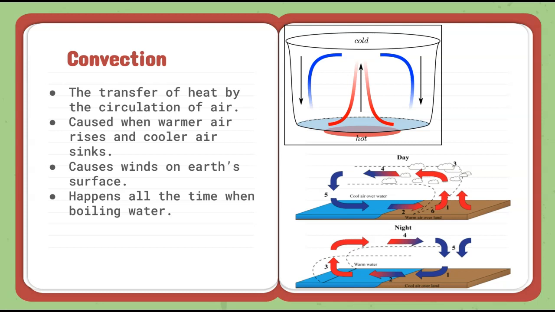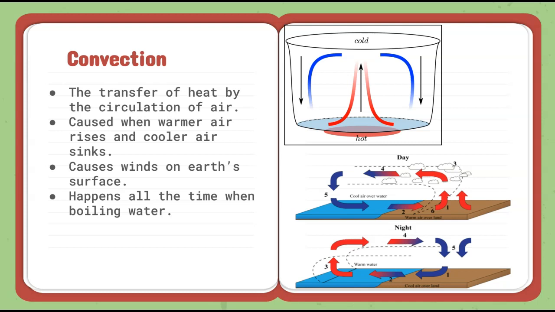So convection is a type of heat transfer, and it's the type of heat transfer caused when air circulates. Okay. It happens when warm air rises and cool air sinks. Convection is part of the reason why winds occur on Earth's surface. We feel the bottom parts of the convection. And then this happens all the time at your house when you boil a pot of water.